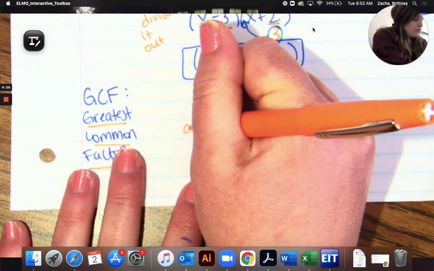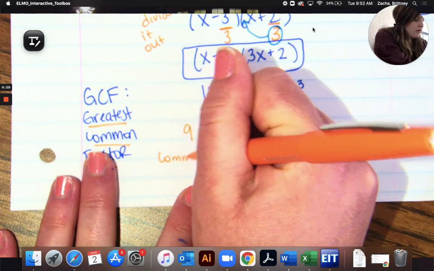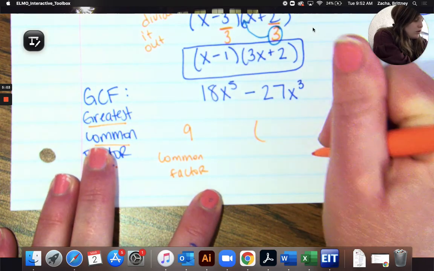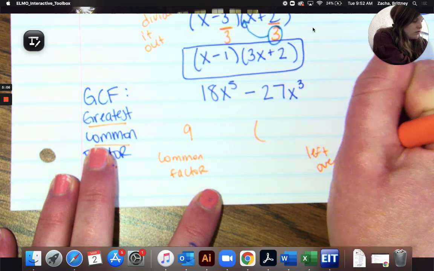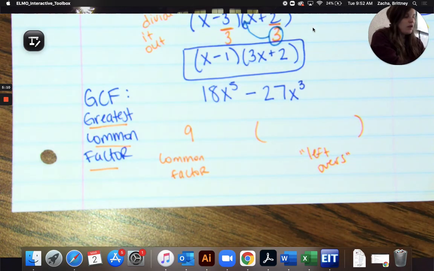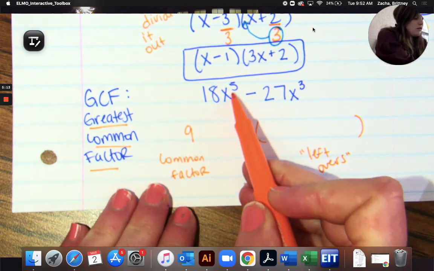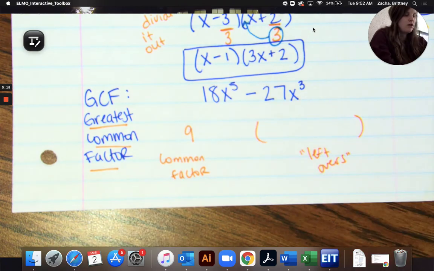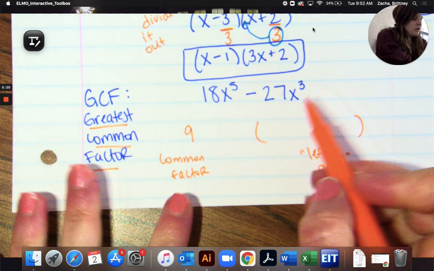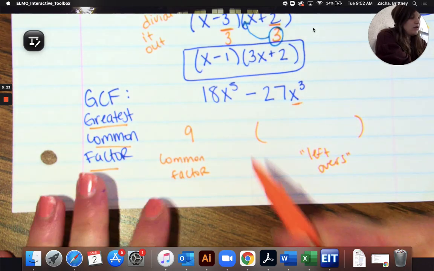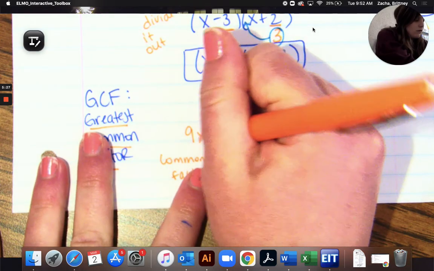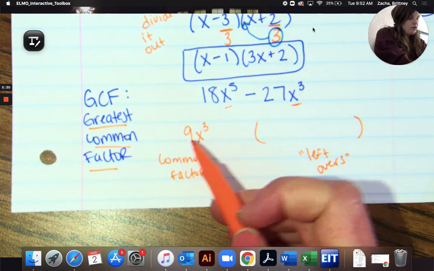So you put your common factor on the outside. It's like you're reverse distributing. Okay, and then you're going to put your leftovers, if you will, on the inside of your factor. Okay, so 9. Now let's look at our variables. X to the 5th and x to the 3rd. What's the greatest amount of x's that I can take from both of these terms without going over? So he only has 3 to give. He has 5 to give. So the greatest number I could take from both is only 3. So x to the 3rd. So that's your common factor.